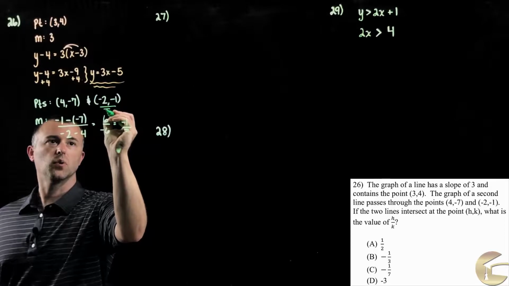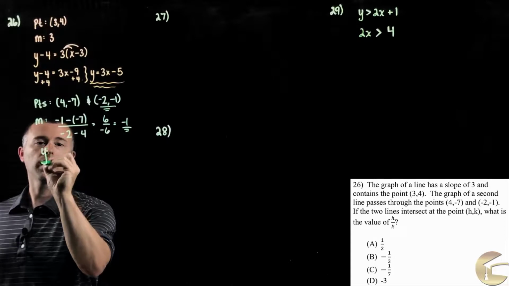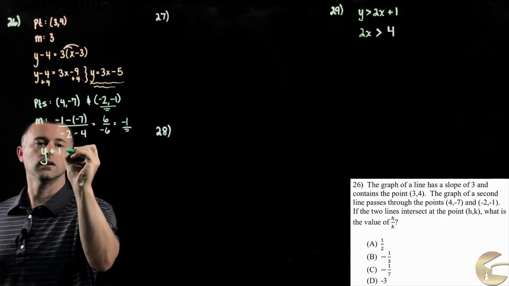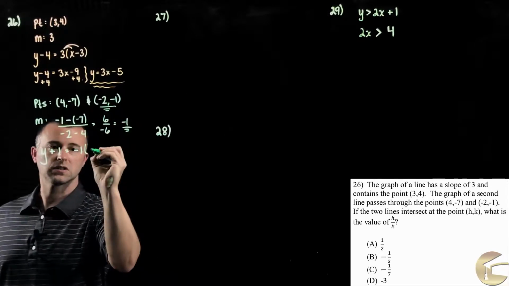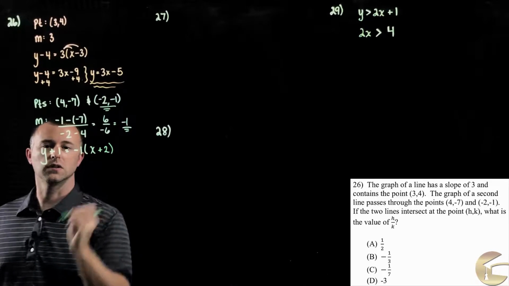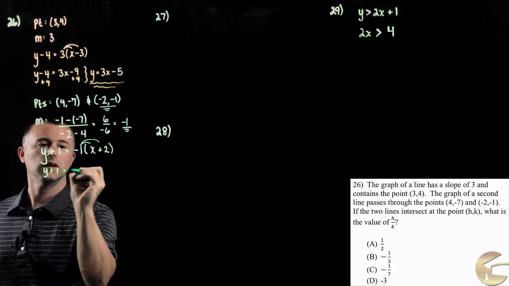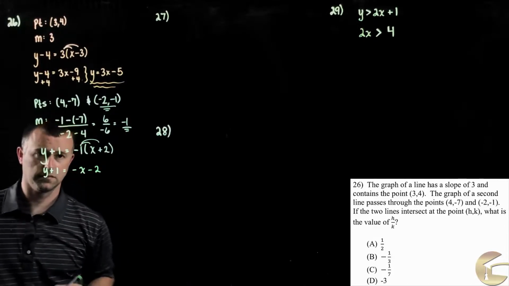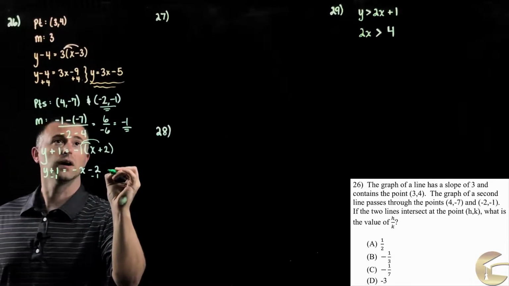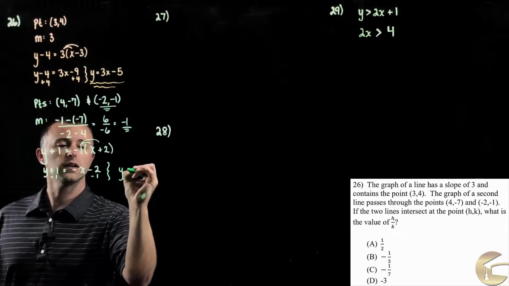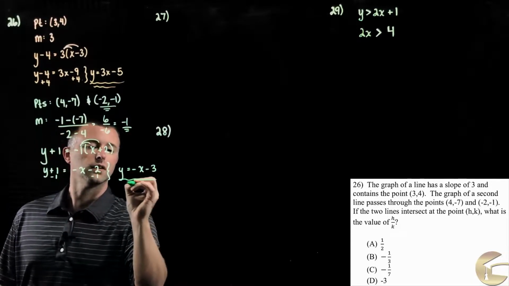So I'll just go ahead and pick this point because it's smaller numbers. So my equation would start off like this. It's going to be y minus y1, which is y plus 1, equals m, which is negative 1, times x minus x1, and that's going to be x plus 2 in this scenario. So distribute that negative 1. So we have y plus 1 equals negative x minus 2. And lastly, let's subtract 1 from both sides. And my equation in this scenario is going to be y equals negative x minus 3. So there is my second equation.